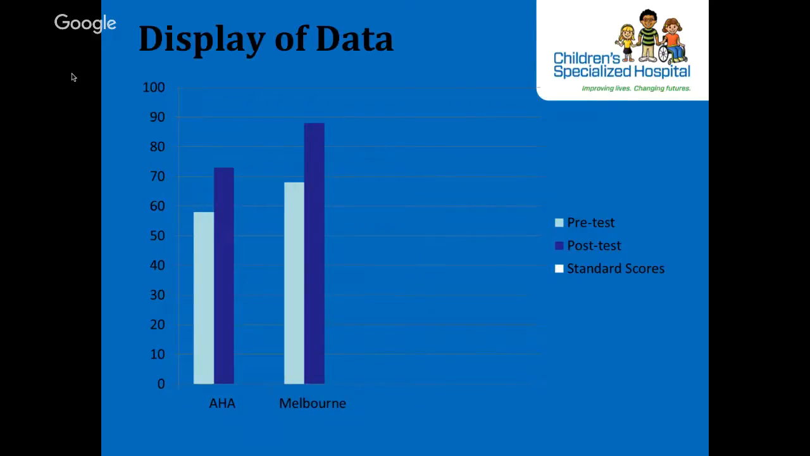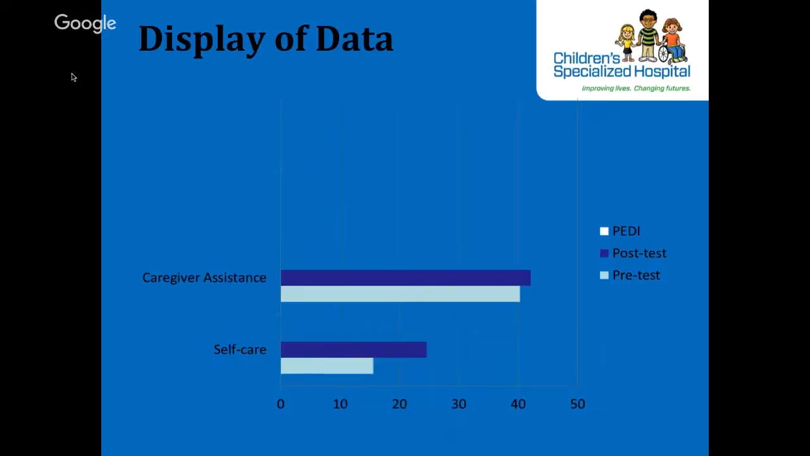Same for our neuromuscular example. We have the AHA and the Melbourne pre and post test, as well as our PD test, and this pre and post.